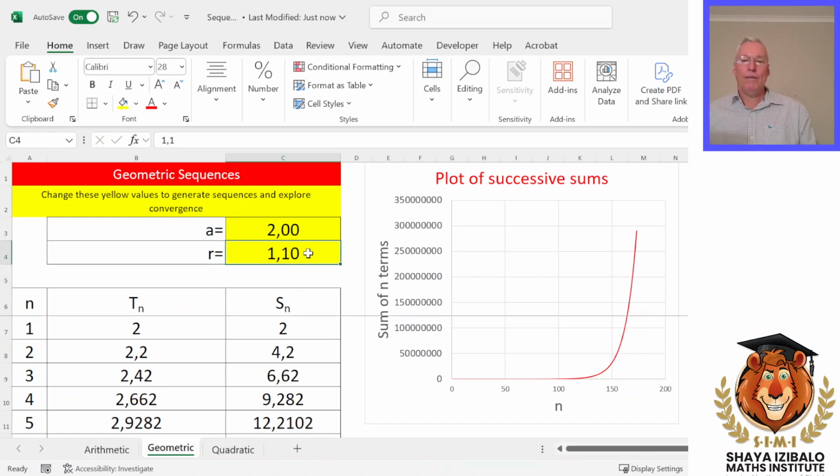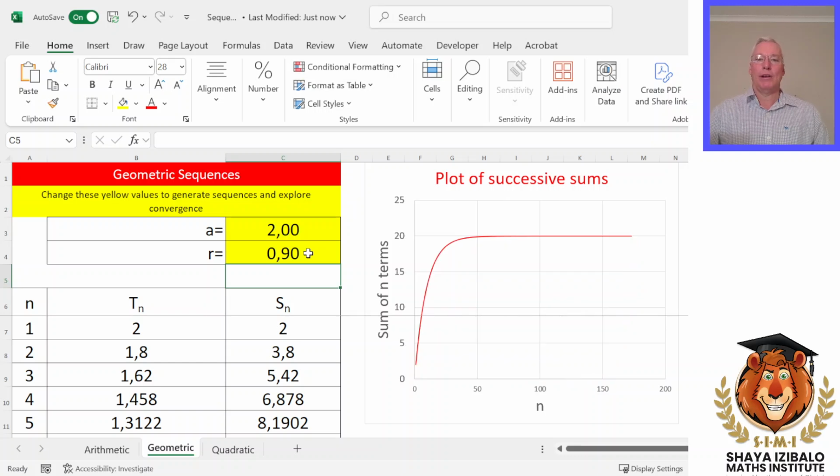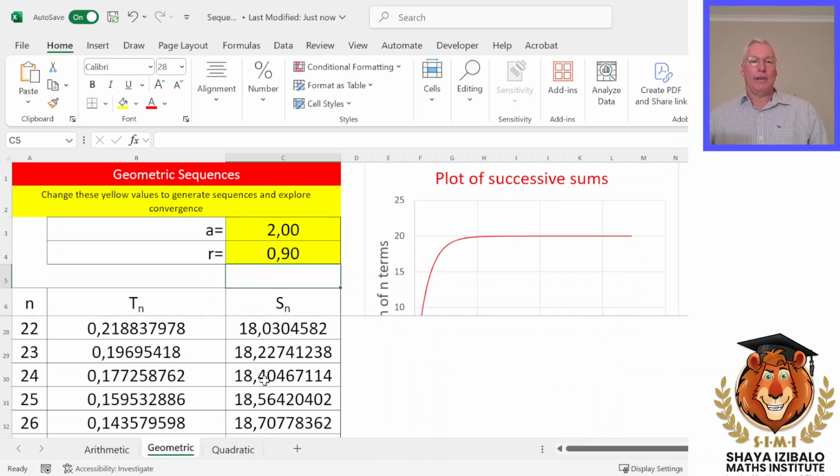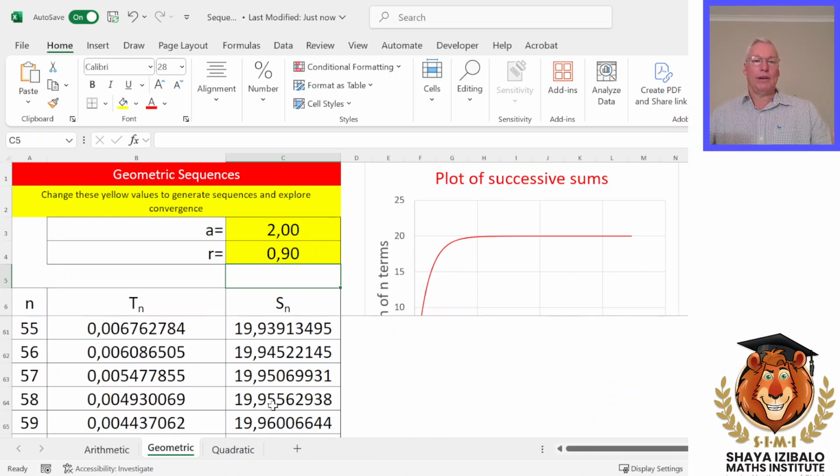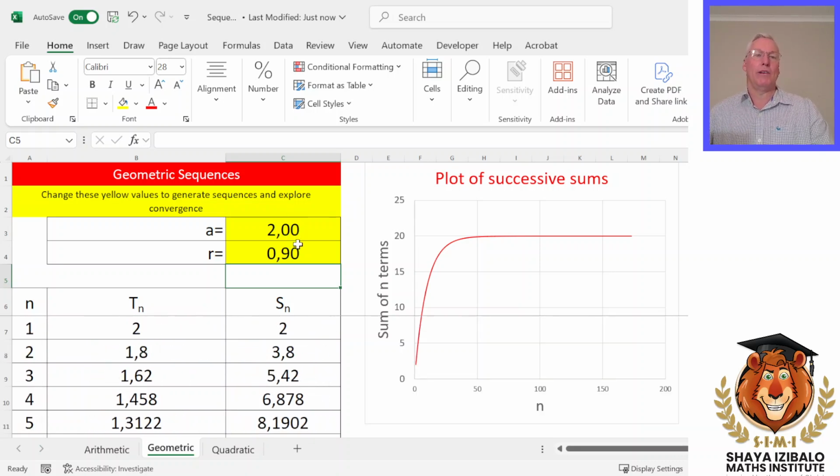All right. What if I make r equal to 0.9? Will it converge or diverge? Guys, it converges when r is between -1 and 1. Let's have a look. It actually converges. This one seems to converge to, yeah, it's getting quite close to 20 by the looks of it. And we could work that out with our sum to infinity formula, and we're going to do that just now.